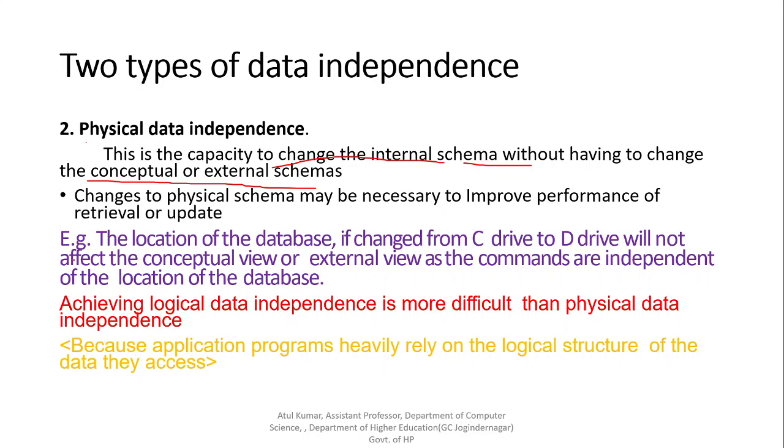For example, suppose we have to change the location of the database from C drive to D drive in our computer system. If we change from C to D, it will not affect the conceptual or external view of the database. Achieving logical data independence is more difficult as compared to physical data independence. The reason behind this is that application programs heavily rely on the logical structure of the data they access.